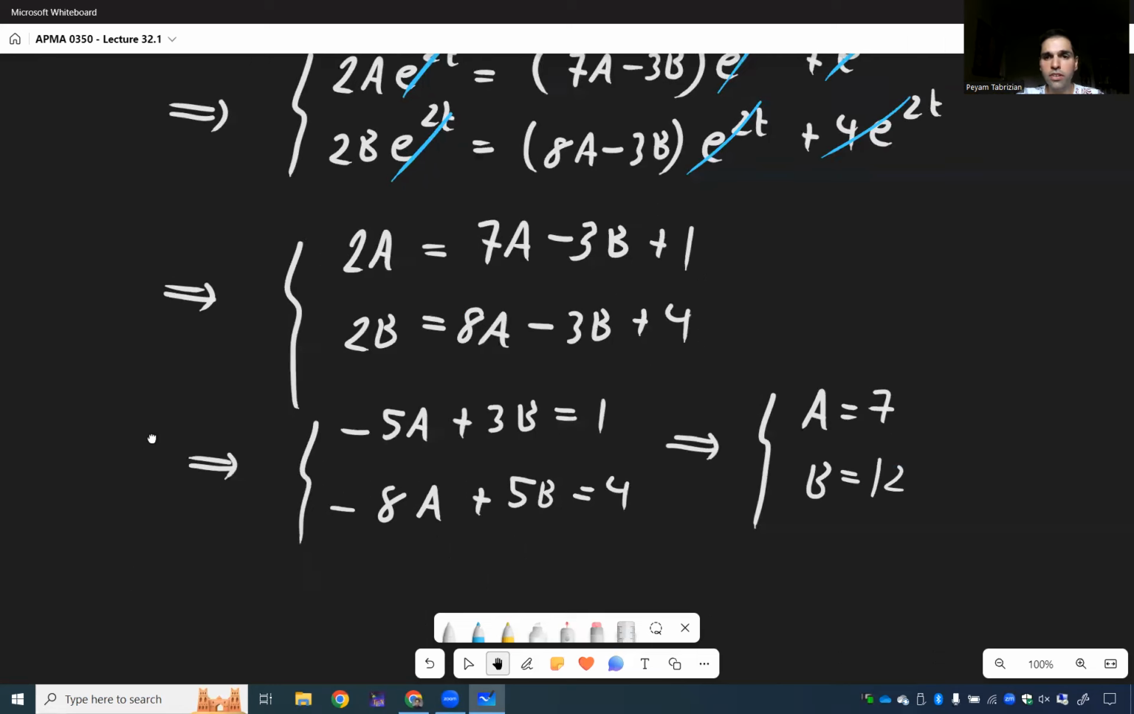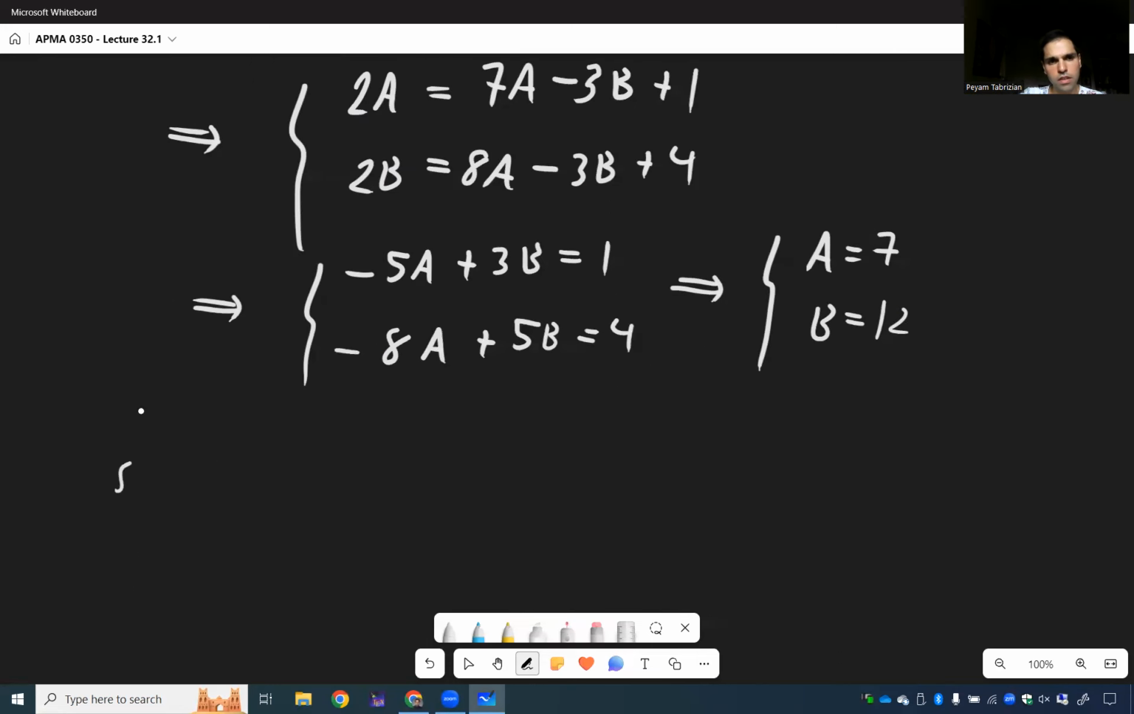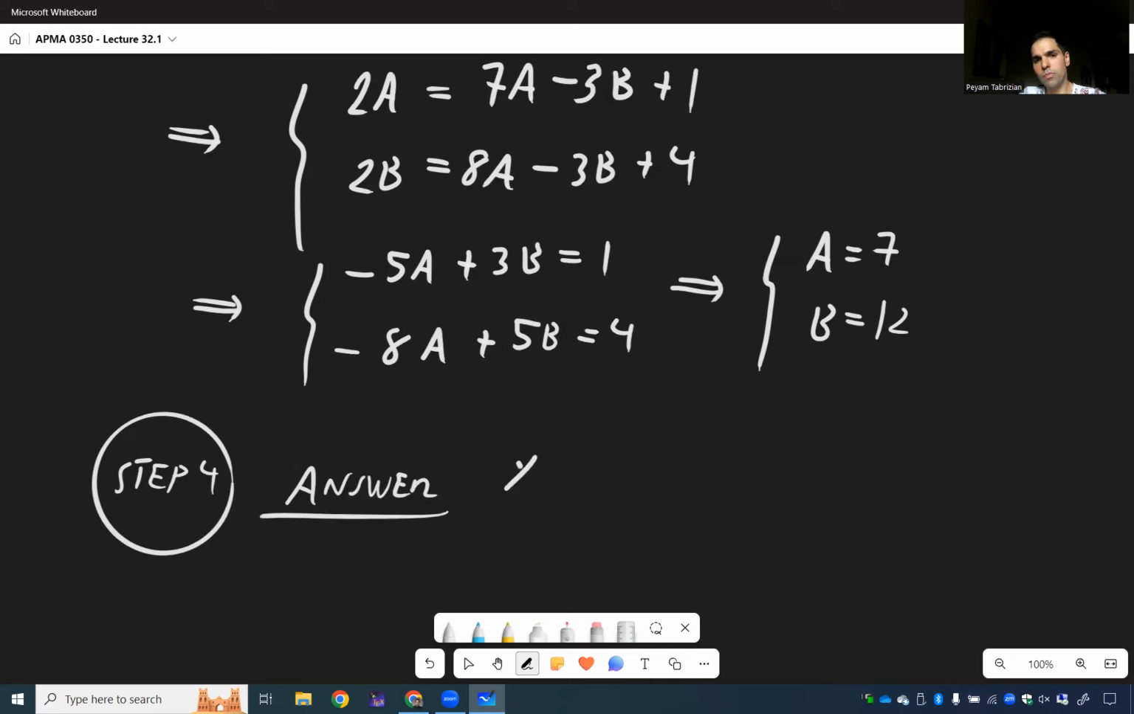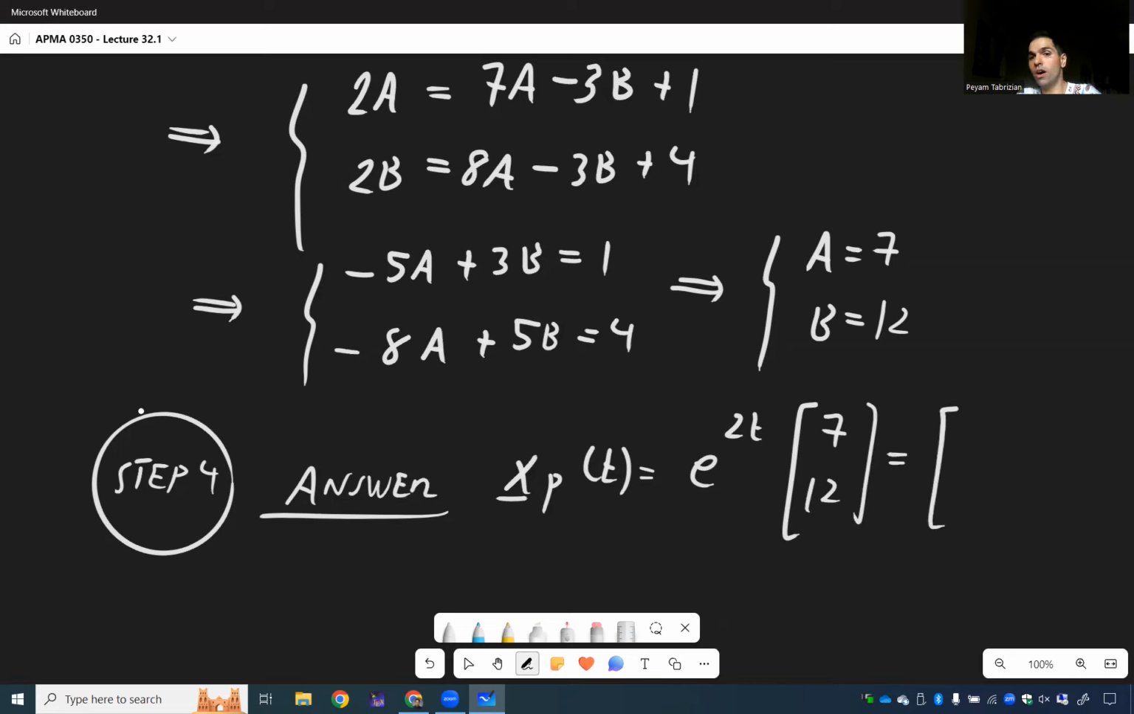So what does that tell you now? So I think that was step 4 now, our answer. What is our particular solution? It's just e to the 2t times (a, b), which is e to the 2t times (7, 12). Or if you want, just optional, that's 7e to the 2t and 12e to the 2t.